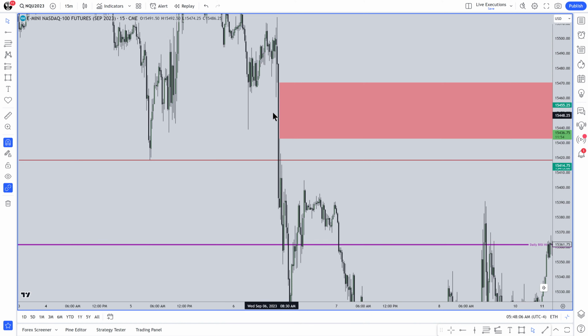All right, so you can see this SIBI here on the 15-minute time frame. This is from Wednesday, September 6th. And this inefficiency from this candle's low.